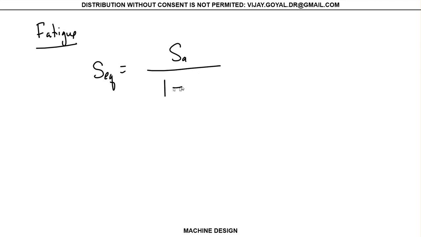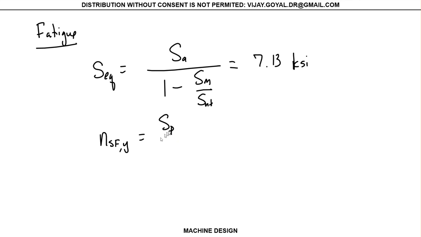Now we move to fatigue. For the fatigue assessment, there are 2 steps in this problem. First, let's find your sigma equivalent from Goodman theory. S_A over 1 minus S_M divided by S_UT. And that gives me 7.13 ksi. Then I will do a yield check. That's the first check you do. S_P divided by S equivalent. Make sure this is satisfied. 105 divided by 7.13 gives me 14.72. This is bigger than 1, not an issue.